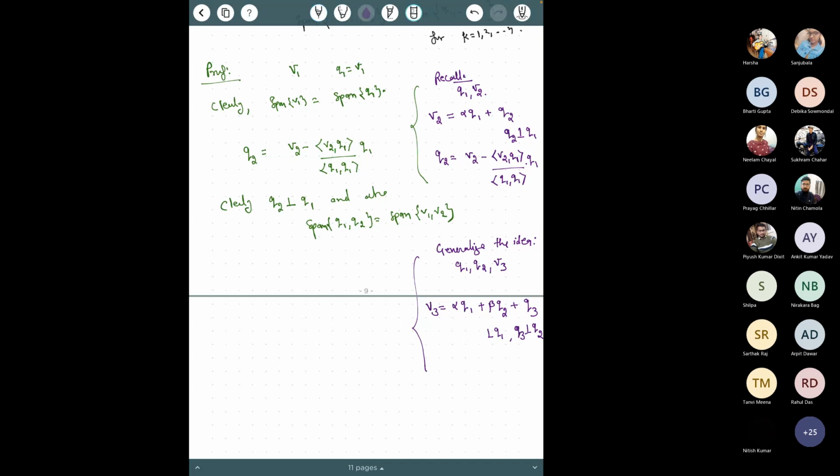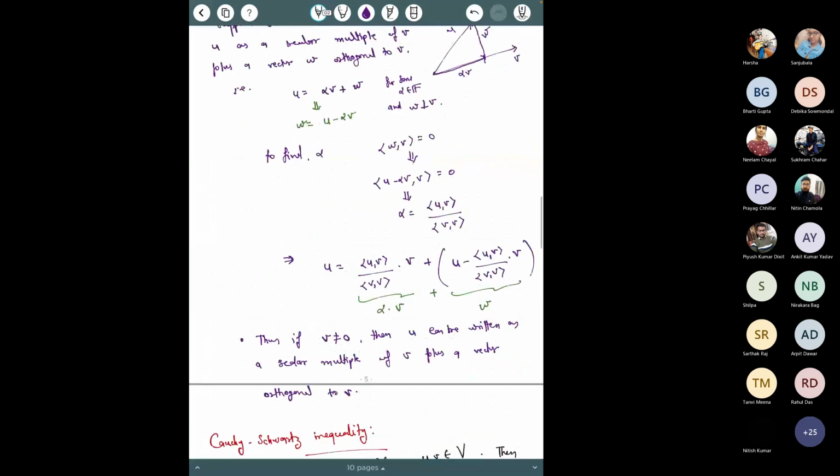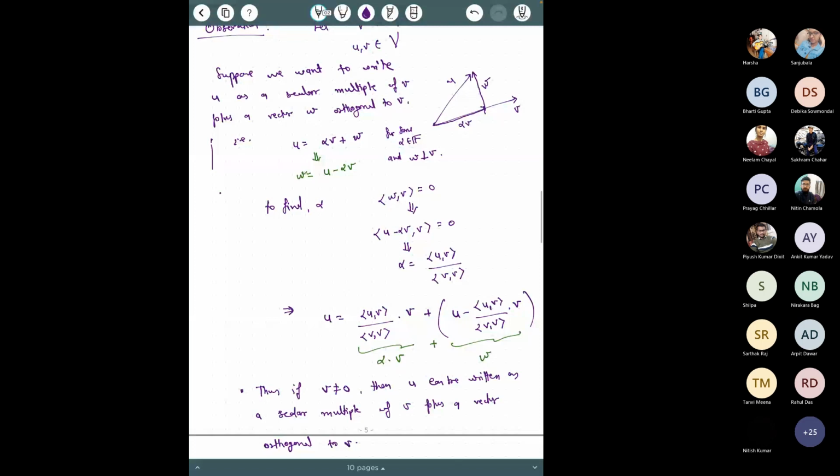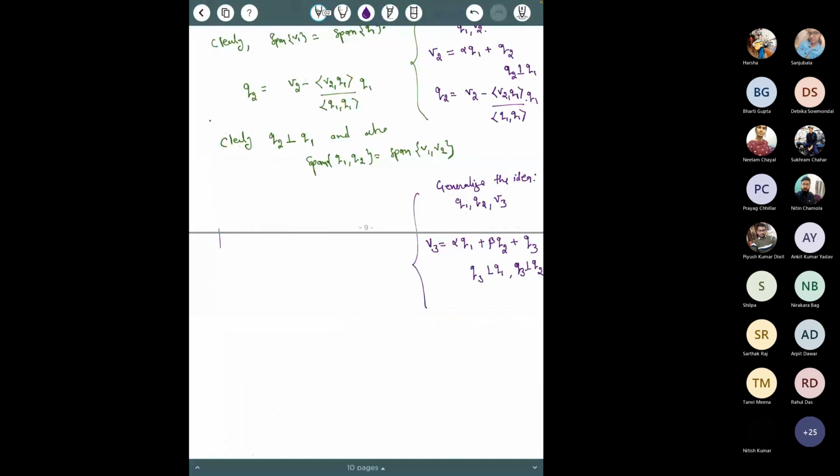Okay, so I'm asking the same question which I asked to find Q2. Can I do that? You can see that whatever observation we made here, for every two vectors u and v, as long as v is non-zero, we can write u as a scalar multiple of v plus a vector w which is orthogonal to v. But instead of two vectors, if we ask the same question for three vectors, then you can apply exactly the same process, and you can show that as long as the two vectors are non-zero, that means in this context, if Q1 and Q2 are non-zero, then you can find the third vector Q3 such that this V3 is equal to alpha times Q1 plus beta times Q2 plus Q3, where Q3 is orthogonal to Q1 and also orthogonal to Q2.